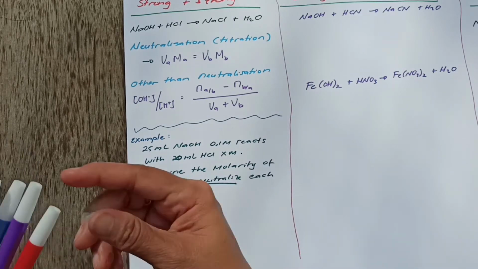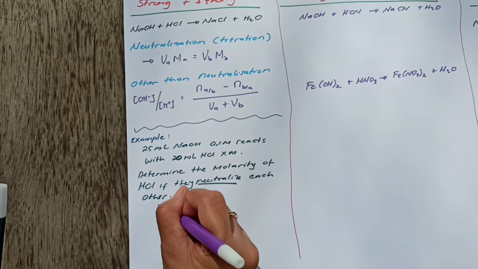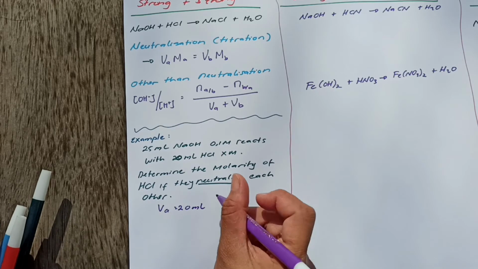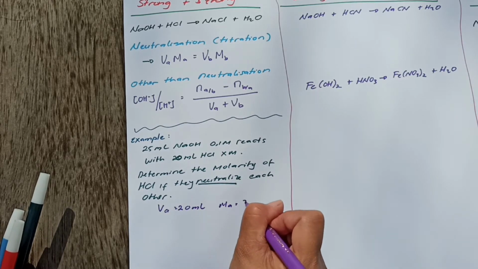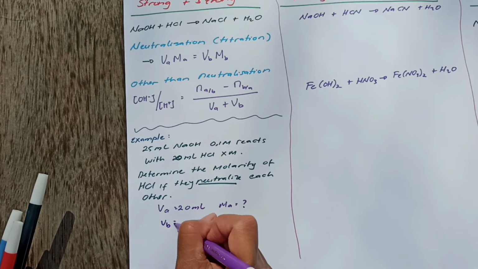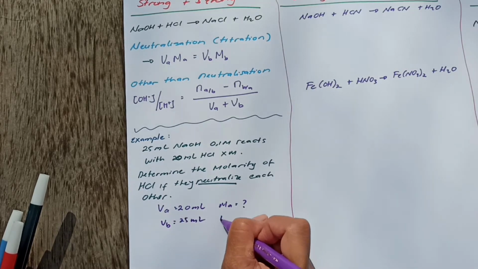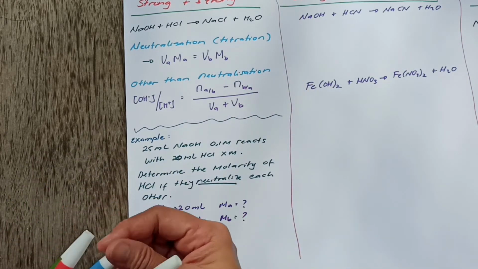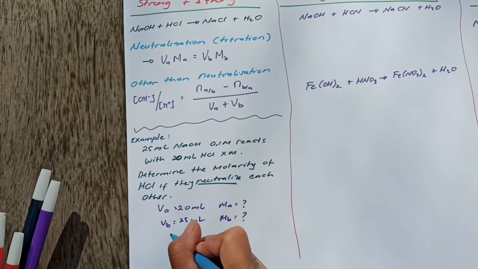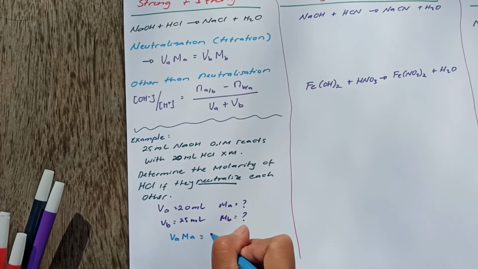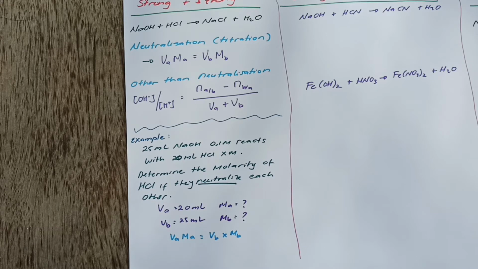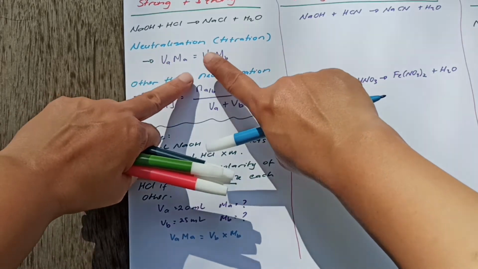The volume of acid is 20 milliliter, and the molarity of the acid is unknown. The volume of the base is 25 milliliter, while the molarity of base is 0.1. Now I put this in that equation. It's going to be VA times MA equals VB times MB. This can go the other way around; you can start with volume of base or volume of acid. This can be switched.